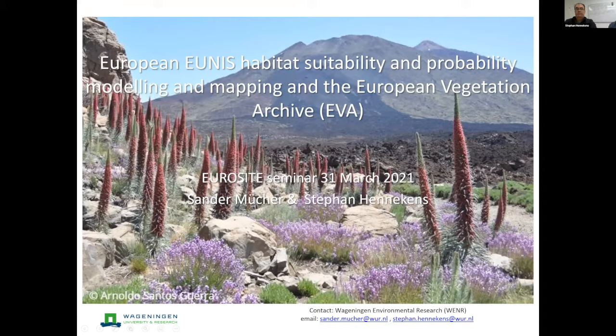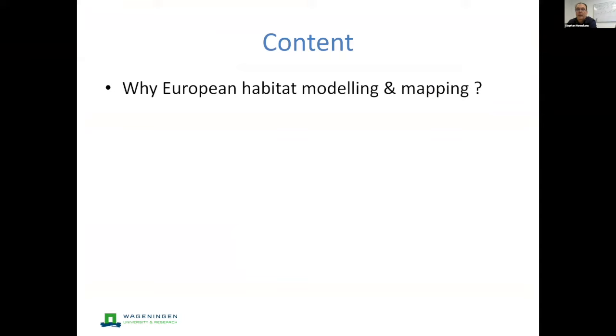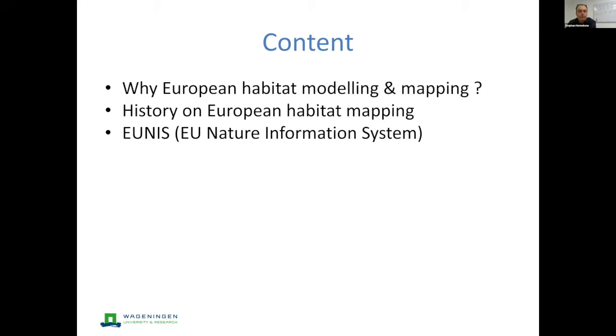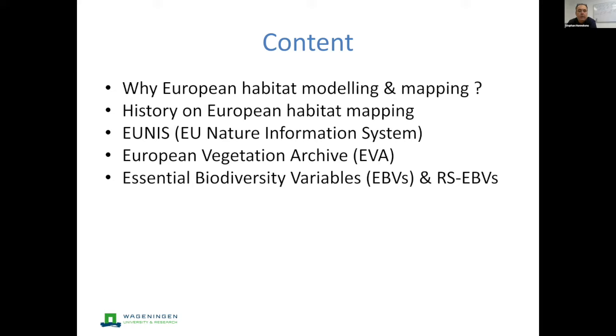So Sander will be the first speaker. Thank you, Kai, for the introduction. We have quite an intense presentation. The content is a little bit on the background: why European habitat modeling and mapping. Also a little bit on our perspective on the history of European habitat mapping, especially related to our own projects. Also about EUNIS, the European Nature Information System, and the European Vegetation Archive, which is the backbone of our presentation and our modeling approach.